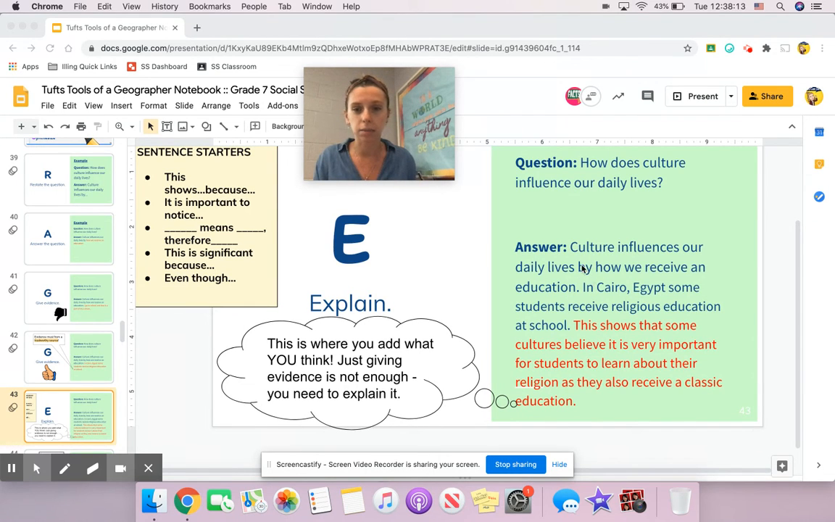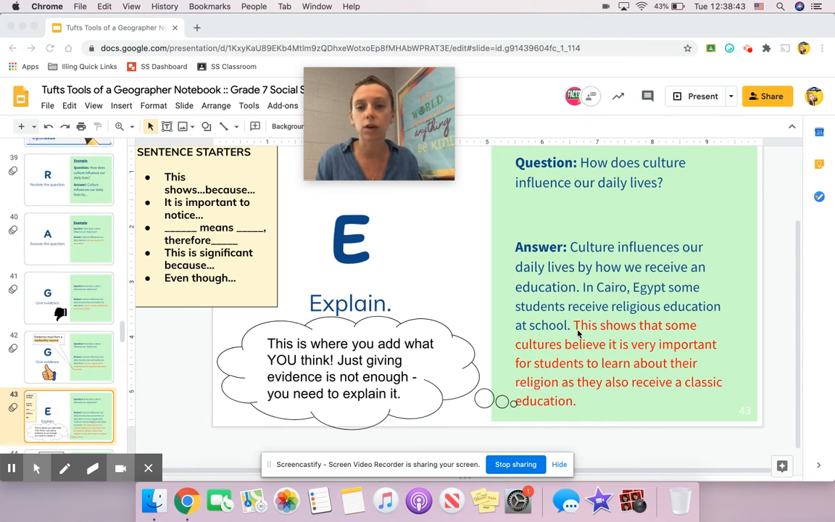So let's look at an example. Culture influences our daily lives by how we receive an education. In Cairo, Egypt, some students receive religious education at school. Here comes the E. This shows that some cultures believe it's very important for students to learn about their religion, as they also receive a classic education. I'm not just telling people about Cairo. I'm explaining why that's important. I'm explaining what that evidence shows or teaches me.